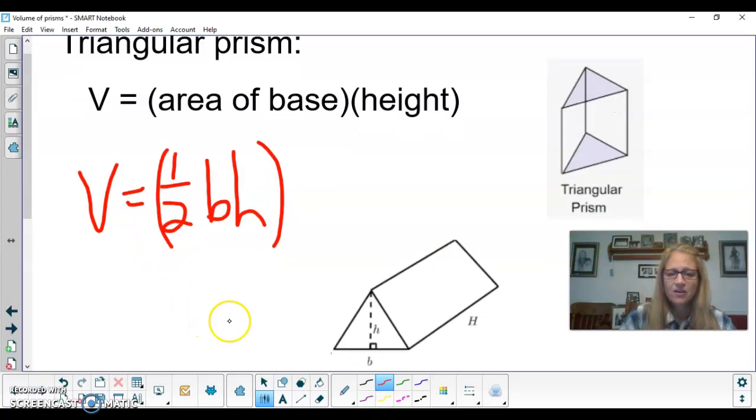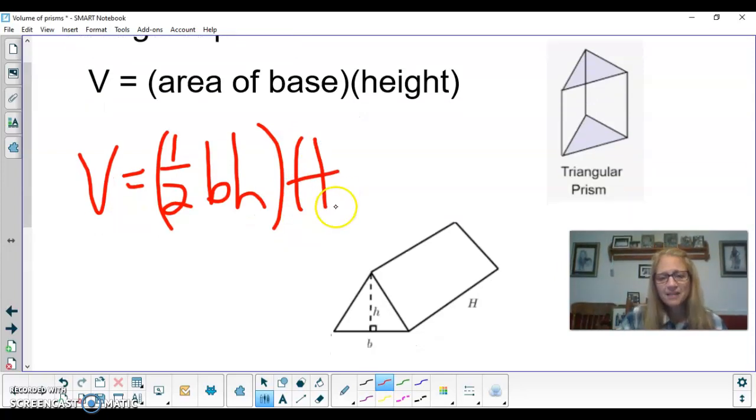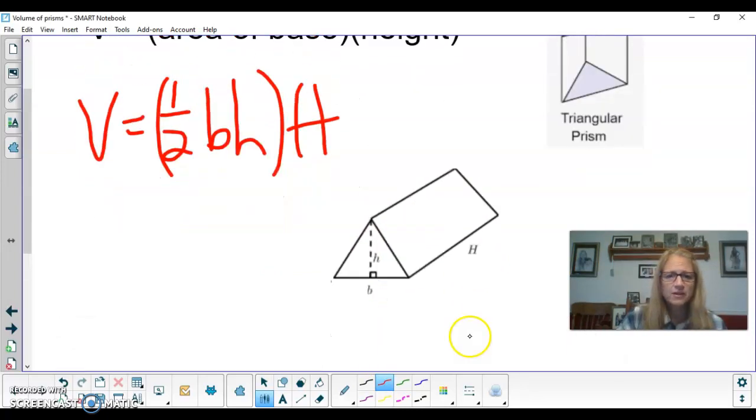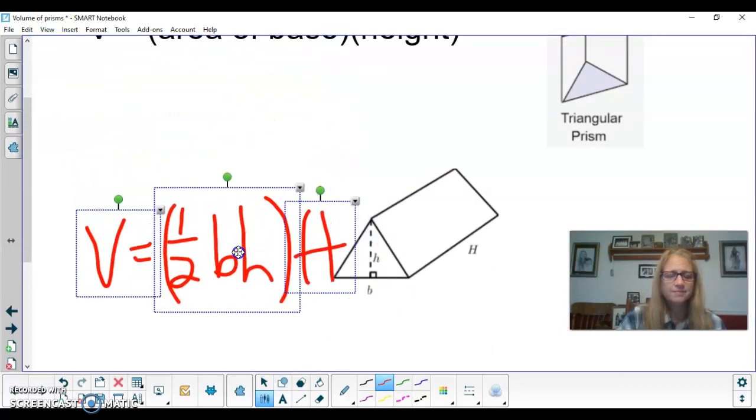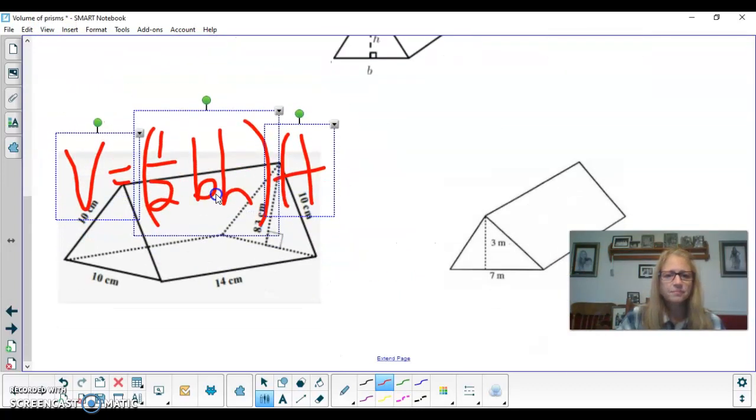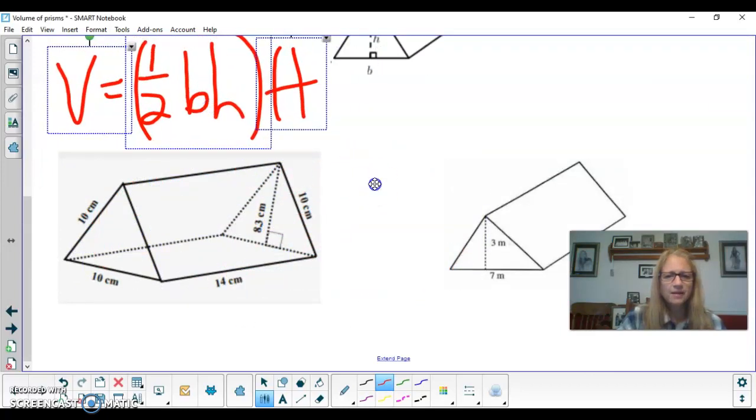If you look down at this one, here's the height, and see how it's lowercase and b is lowercase. That's only for the triangle. And then we have a capital H, which is the height of the whole thing, okay? But basically, you're just going to plug this number in, this number in, this number in, and multiply everything together, okay? So here is our example. Let me drag this down. Here we go. All right, so here is our first example.